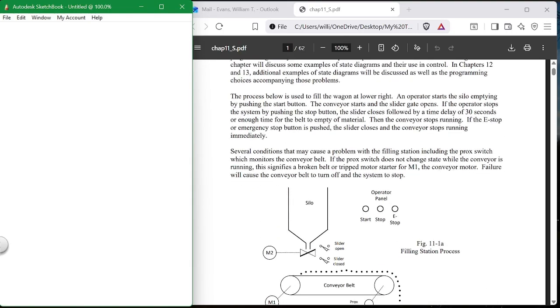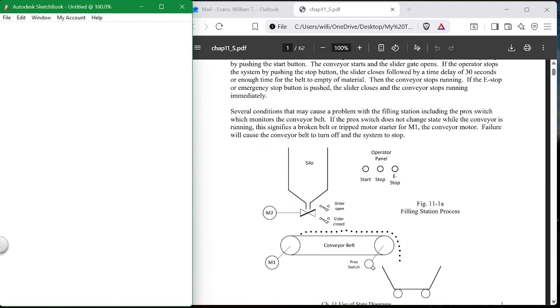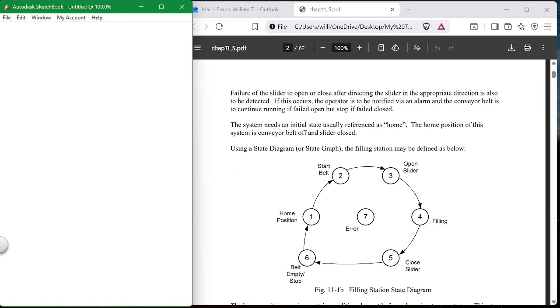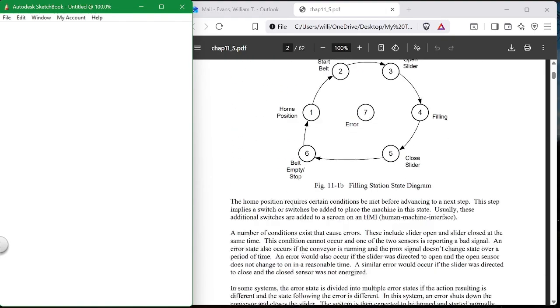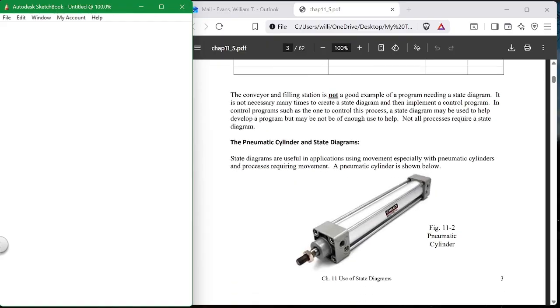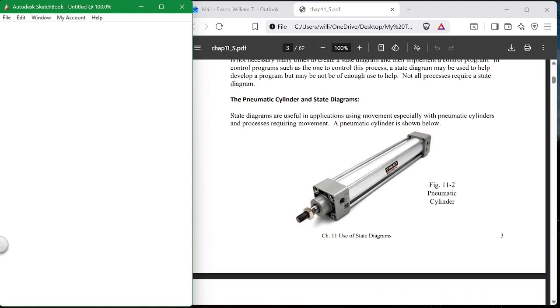So we talked the other night about how some processes lend themselves towards state diagrams and some don't. And we talked about how the state diagrams for some things are trivial and some things are not. If you see a process that has a lot of cylinders in it, either air, pneumatic, or hydraulic, there's probably a good chance that state diagrams are involved. So that's a tip-off, okay?